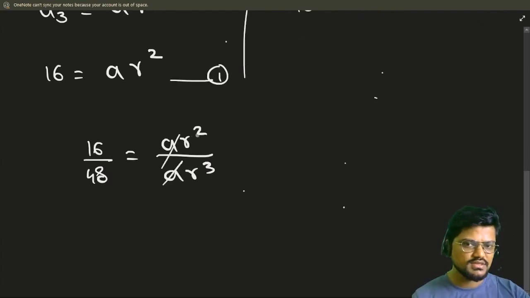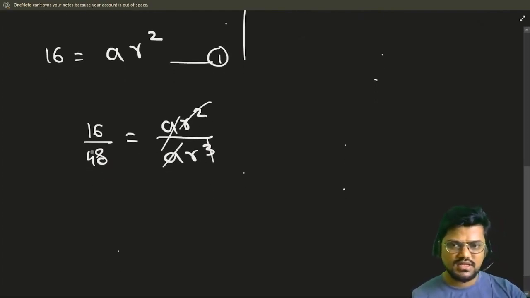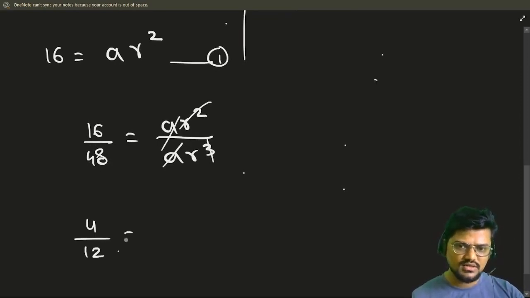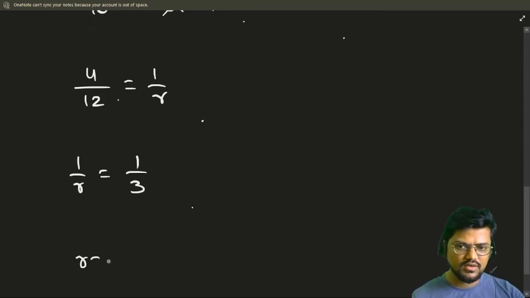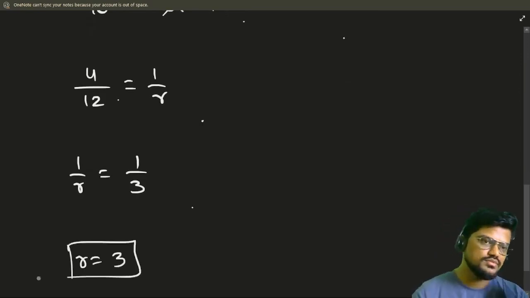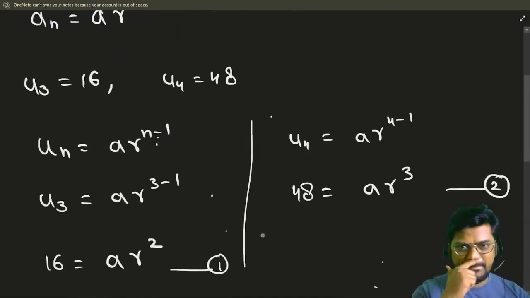A and A will get cancelled. R square, the cube will get cancelled. Only 1 by R is remaining. This can be cancelled in the table of 4. 4 fours are 16, 4 12s are 48. 1 upon R. Again, 1 upon R equals 1 upon 3. Finally, R equals 3. Got the ratio? Yeah, we got the ratio.